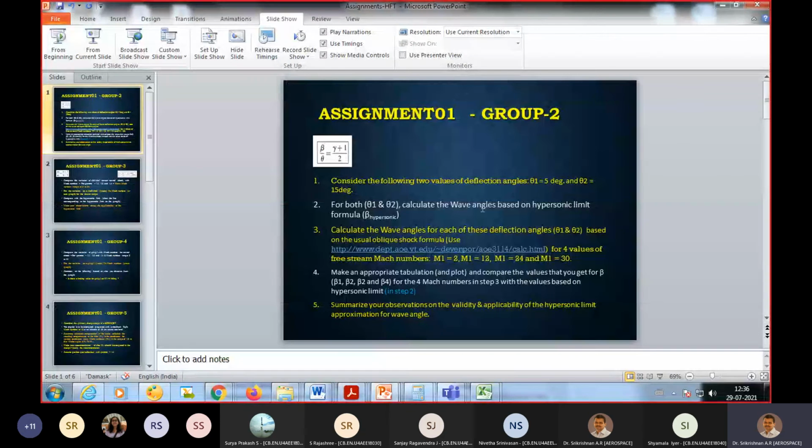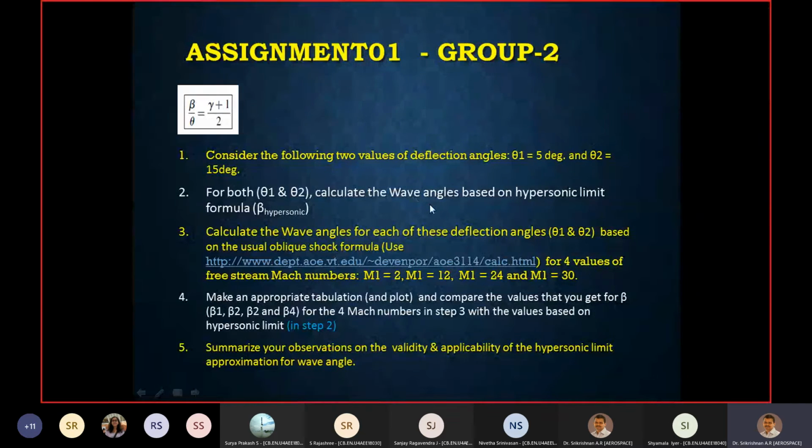Again, this is the derivation that we have done already: beta by theta equals (gamma plus 1) by 2, which refers to the ratio of wave angle to the cone angle, or whatever the deflection, the corner angle. That's a ratio, and the relation is for hypersonic flows. And we know there are some constraints when we apply this.